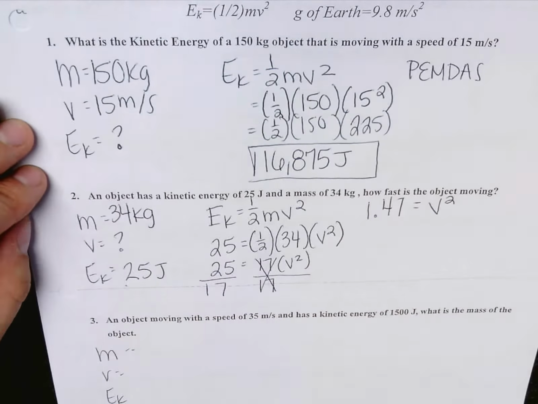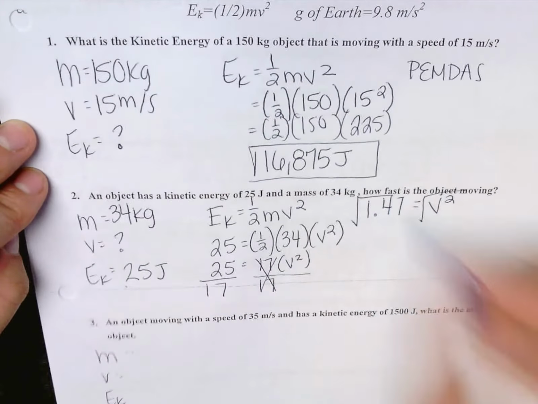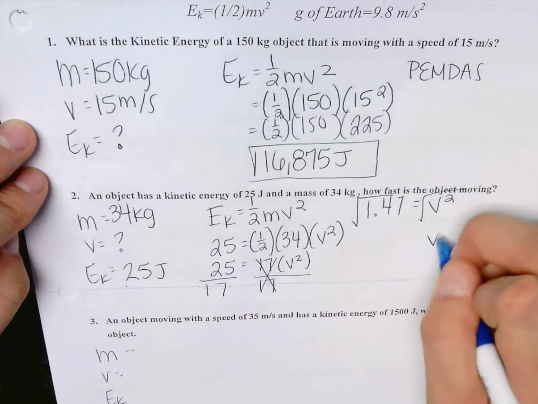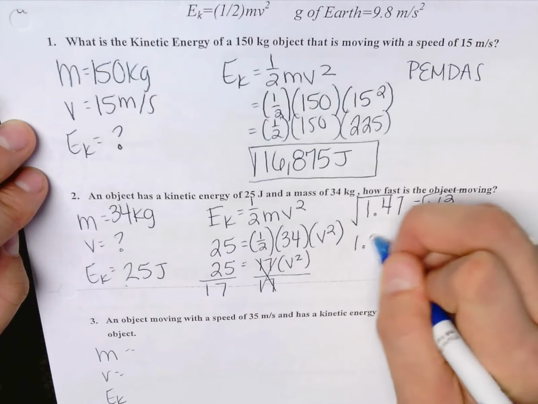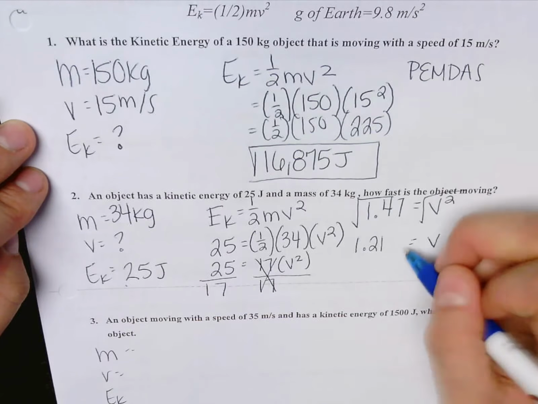MJ, are we done with this? No. What do we have to do to get rid of that exponent? Square root it. Square root this side. Square root this side. When we square root anything with an exponent, that exponent goes away, and we're left with v. 1.47 square rooted is equal to 1.21 what? Meters per second.